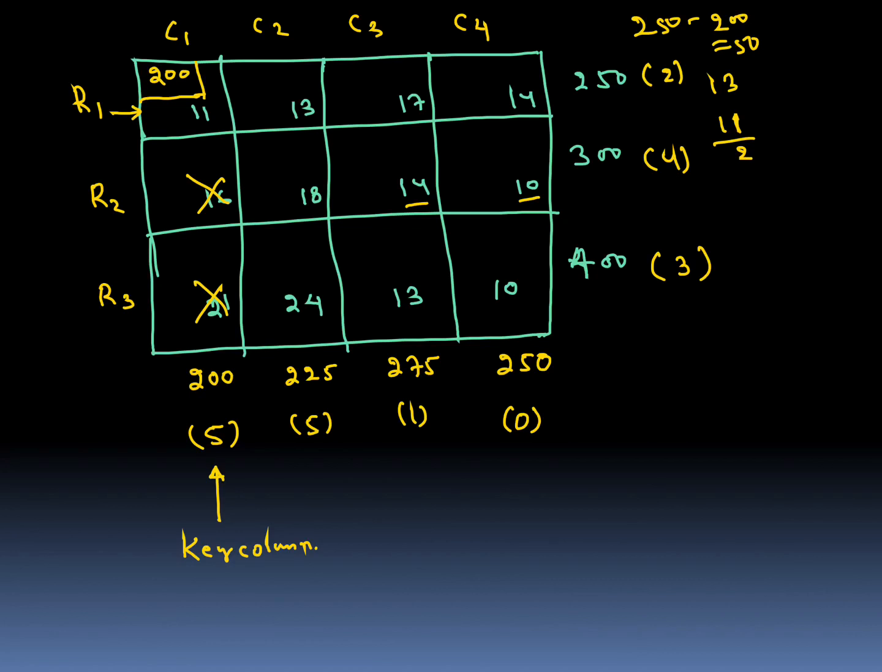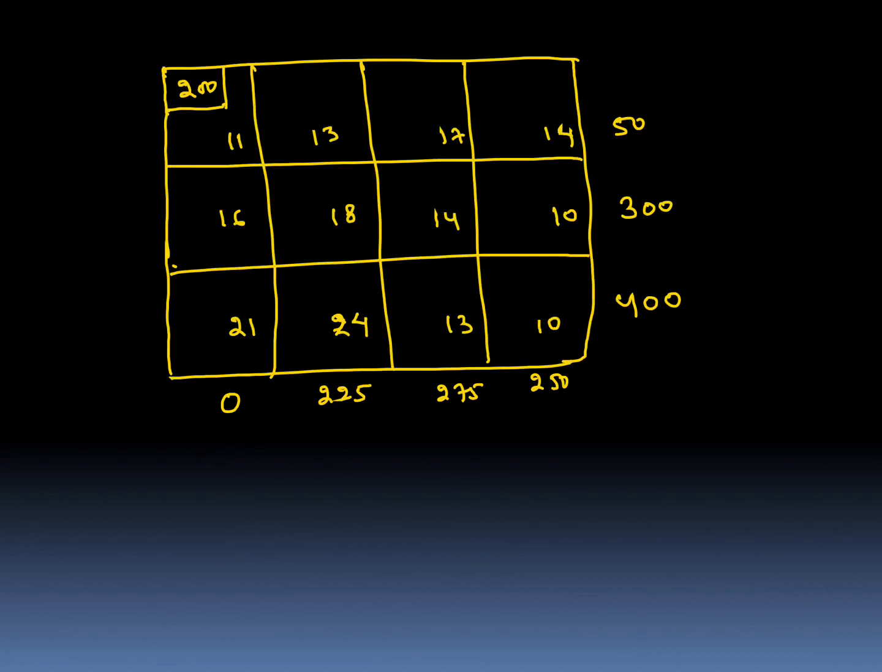So here in column 1, demand became 0. So we can cross these two. Then again we have to do step 1.